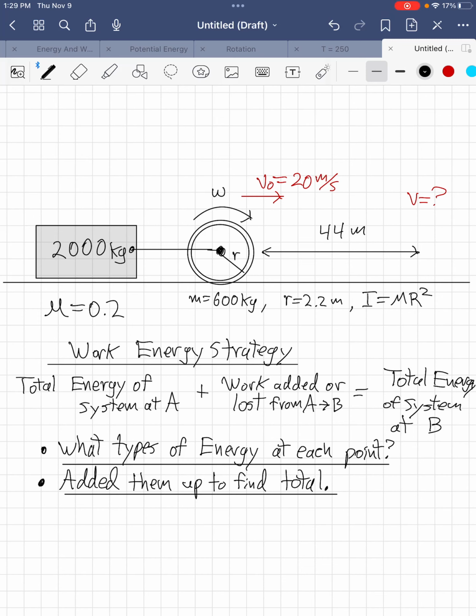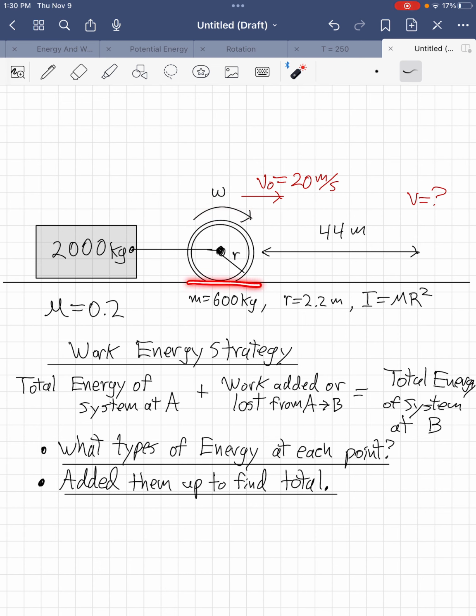Hey everybody, I wanted to record a quick video of me solving one of the practice problems that I just sent you. So it's number 6, where we have a big concrete cylinder that for some reason is attached to this 2,000 kilogram mass, and they're both moving at 20 meters per second to the right initially, and obviously the cylinder is rolling.